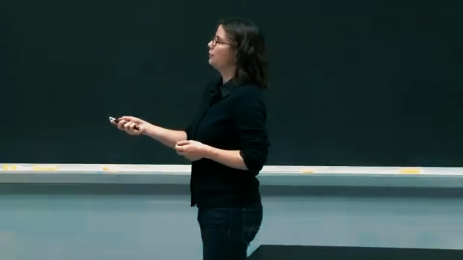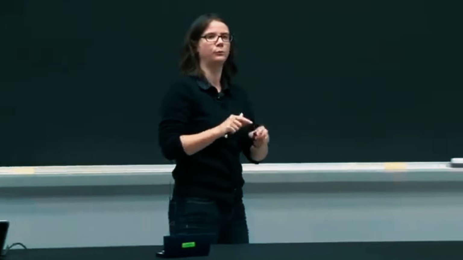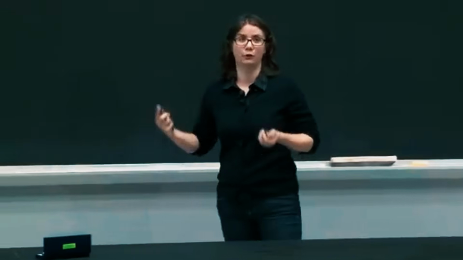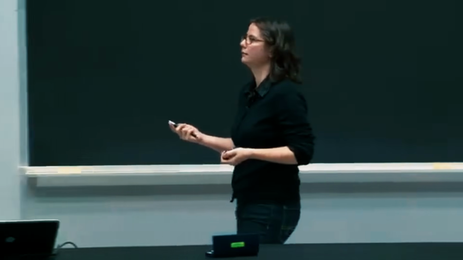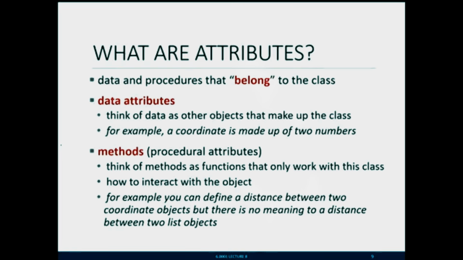So those are data attributes, and procedural attributes are better known as methods. And you can think of a method as a function, except that it's a function that only works with this particular type of object, so with a coordinate object in this case. Okay? So the methods are going to define how you can interact with the object. So in a list, for example, we've said that you can append an item to the end of the list, we can sort a list, things like that. So when you're defining methods, you're defining ways that people can interact with your object.